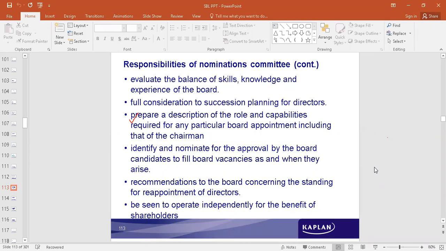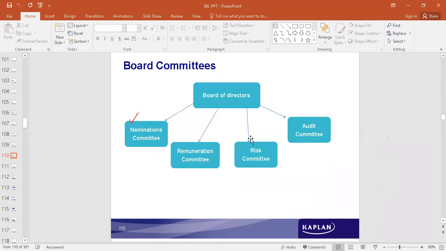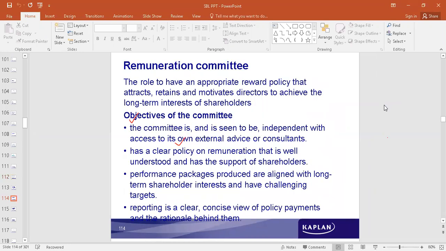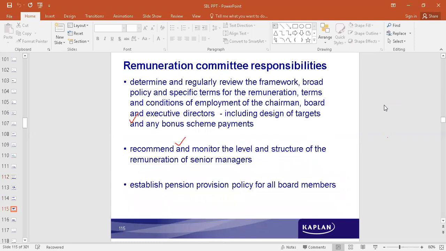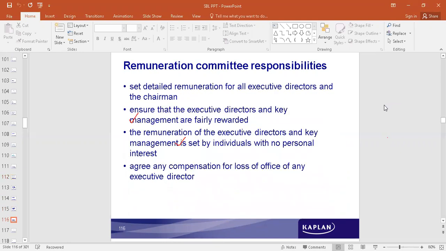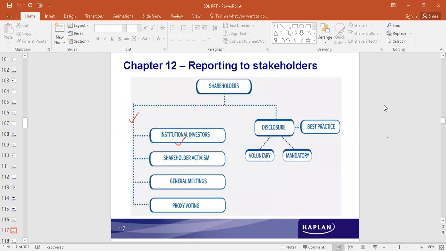Remuneration committee is the second committee we have learned. As self-explanatory, they look into what should be the remuneration of these people on the board. The roles and responsibility are to recommend and monitor the pay package, the incentives, the clarity in terms of when they can avail incentives, and any kind of compensation for loss of office of any executive director, anything to do with the remuneration part of it. So two committees we have learned.